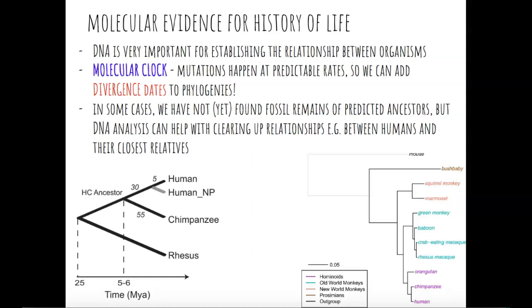In case you aren't familiar with the phylogeny, which is this branching diagram, there are two separate ones at the bottom of this slide. A phylogeny is just a hypothesized relationship between organisms. Anywhere that you see a branching point is a common ancestor between two species or groups or whatever it is that you're looking at. In some cases, we may not have yet found the fossil remains of predicted ancestors, but a DNA analysis can help with clearing up the relationships. We can do that for humans, for any other mammal, or for insects. We just look at the differences between their DNA as well as different mutations, and we can estimate how long ago they shared a common ancestor.